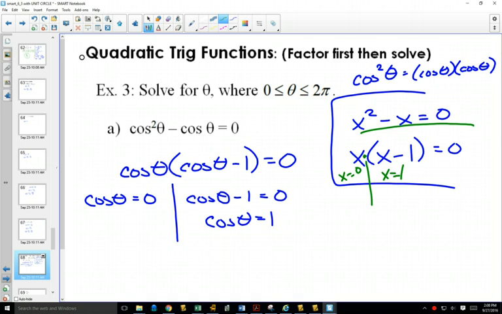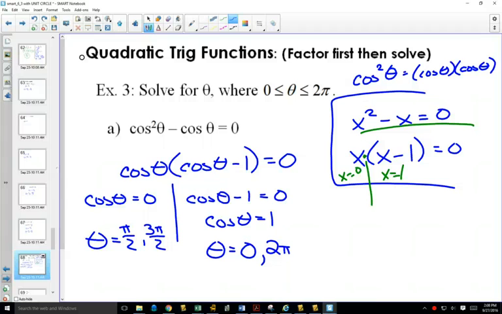Taking this forward, is 0 ever on our pie plate as an x coordinate? Is the x coordinate ever 0? Yes. When? At pi over 2 and 3 pi over 2. Is x ever equal to 1? When? At 0 or all the way around at 2 pi. And here you're always going to check your domain. And since 0 is less than or equal to theta is less than or equal to 2 pi, you would have both 0 and 2 pi in your answer.